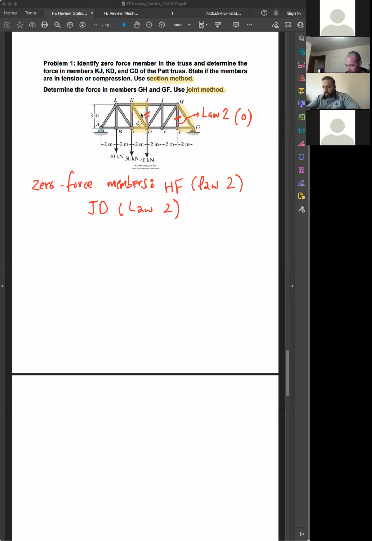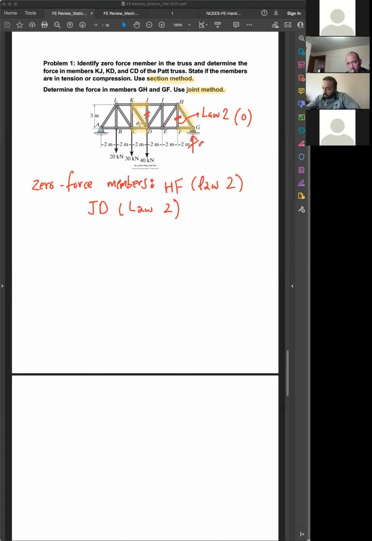Now that we understood what the zero force members are, let's find the first problem. The first problem says to find the forces in KJ, KD, and CD, so method of sections. You know that you can cut like this. It would be perfect for this one because all three are asked. But before cutting, I'm going to tell you, you need to find the support reactions. Why do we need to find the support reactions? Because if I cut and select left or right, I'm going to look at one reaction either way.